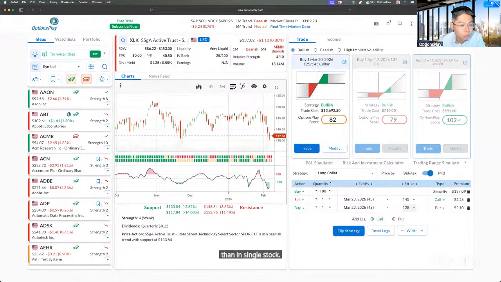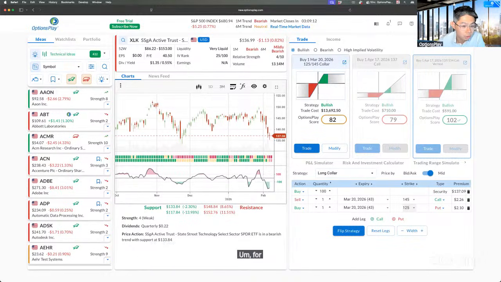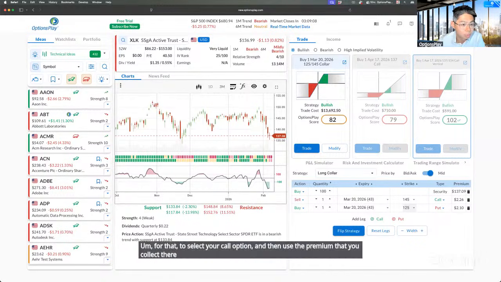If one were to tailor the 30 delta guideline for the call, I assume you would predominantly be looking at upside resistance level. You can also use upside resistance level if you want to select your call option, and then use the premium that you collect there to pay for the put option.